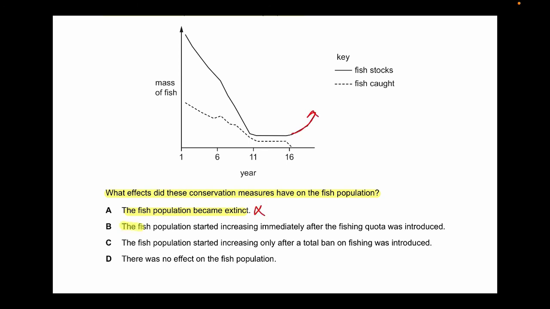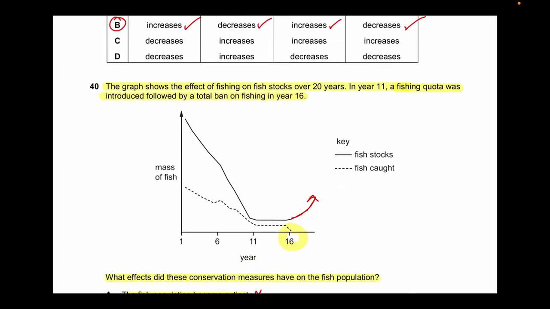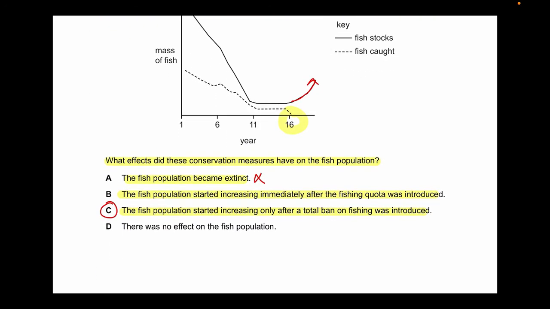The fish population started increasing immediately after the fishing quota was introduced. Well, we didn't see any increase, but we saw it leveled off. It didn't decrease any further. The fish population started increasing only after a total ban on fishing was introduced. Yes, we can see from year 16 when the ban was introduced, the fish stock started to increase. So for question number 40, C.